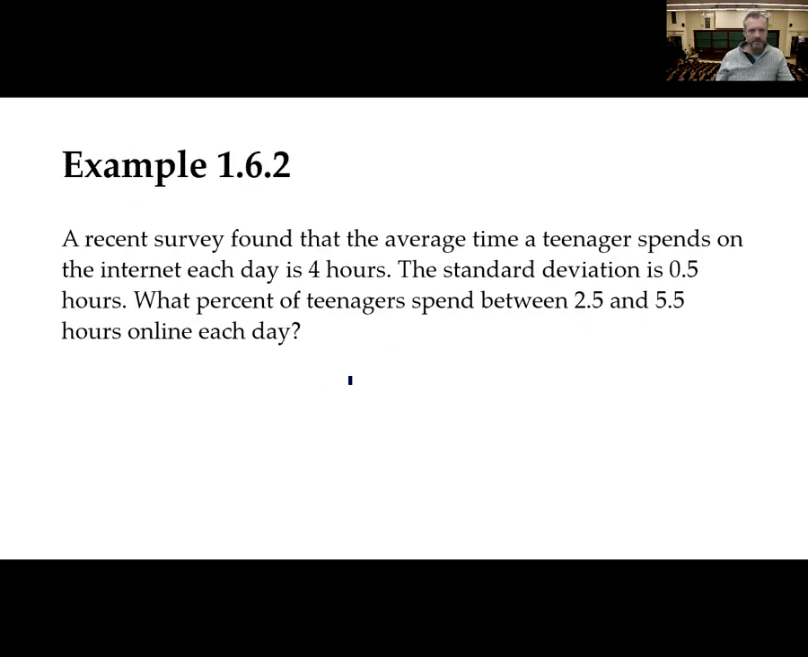So let's take a look at how Chebyshev's will work. A recent survey found that the average time a teenager spends on the internet each day is 4 hours. The standard deviation is 0.5 hours. What percent of teenagers spend between 2.5 and 5.5 hours online each day? Well, we need to first notice that we cannot assume normality, right? There's no indication here that the times spent online are normally distributed. So if we can't assume normality, then we're going to use Chebyshev.